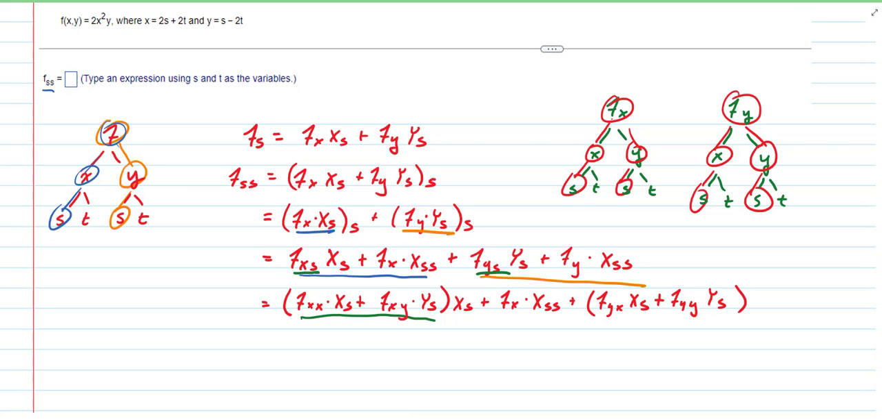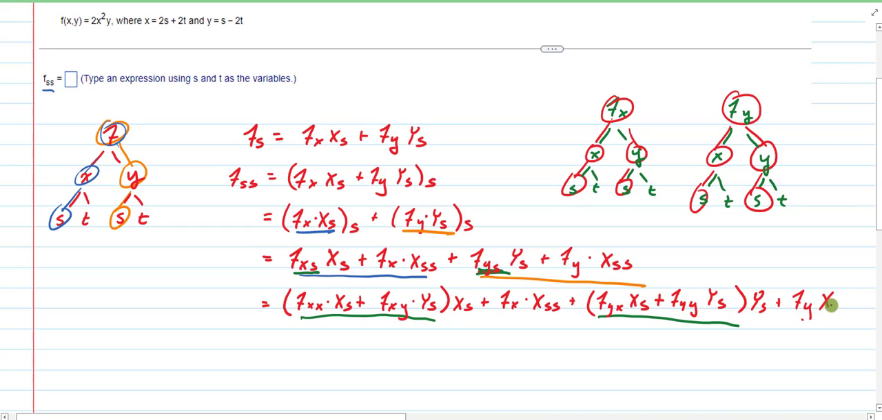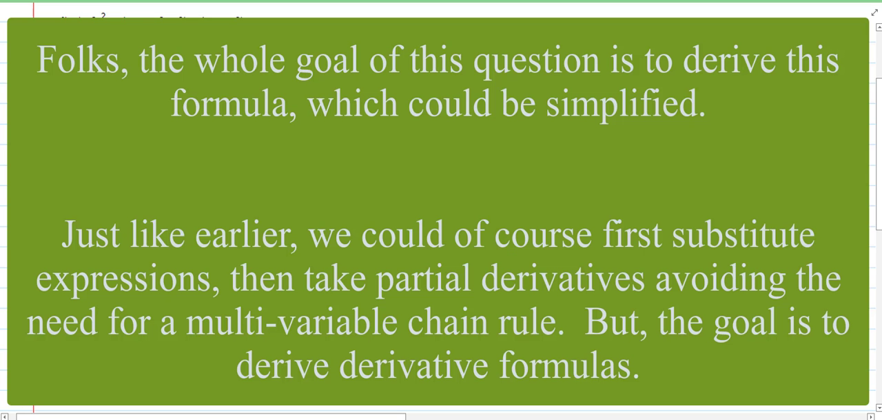I'm sorry. So all I've done here is expanded this, oops, that should be green, this f sub y sub s right here. Everything else we just copy over, y sub s, plus f sub y, x of ss. And at this point, although we've got this huge mess, what we have is a formula now for computing f sub ss. And now all we need to go and do is compute each one of these individual partial derivatives and plug them into the formula.